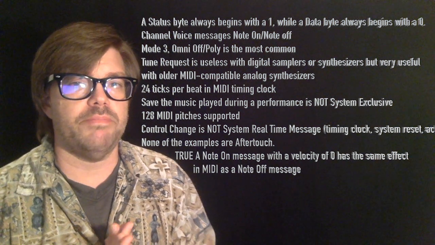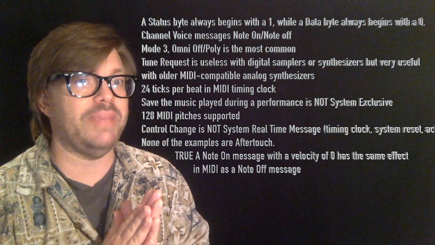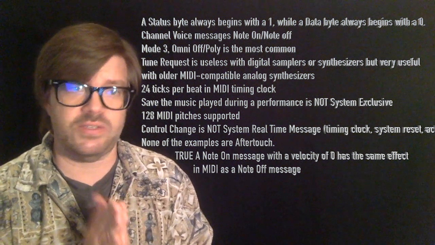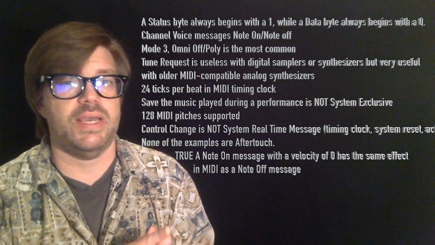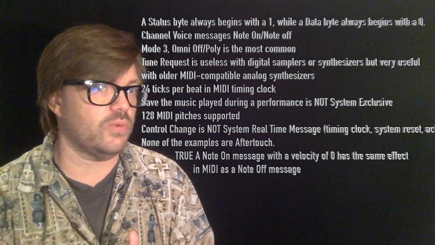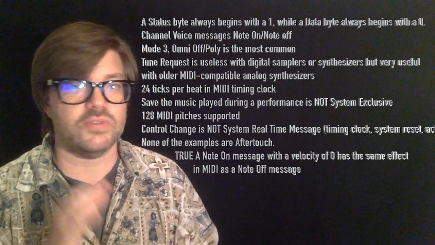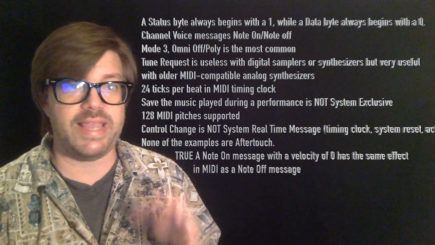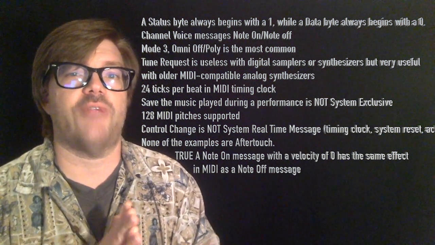Okay, MIDI time clock has 24 ticks per beat. And it's going to be tempo dependent. So the faster the song goes, the faster those ticks are going to be. And 24 is a nice number because it goes evenly into 2s, 3s, 4s, 6s, 8s, all of those different fractions.